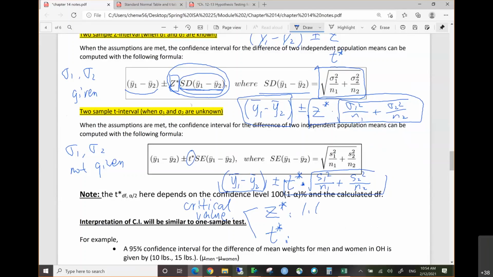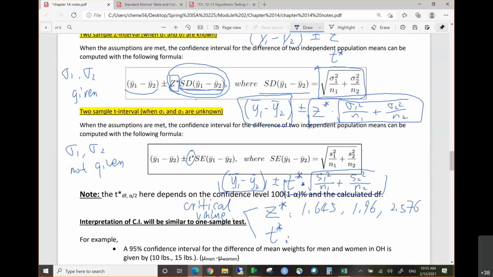1.645. Perfect. Thank you. Noah, what is the z star for 95% confidence interval? It is 1.960. Perfect. Good. All right. Phoebe, what is the z star for 99% confidence interval? 2.576. Perfect. Good job. Thank you.